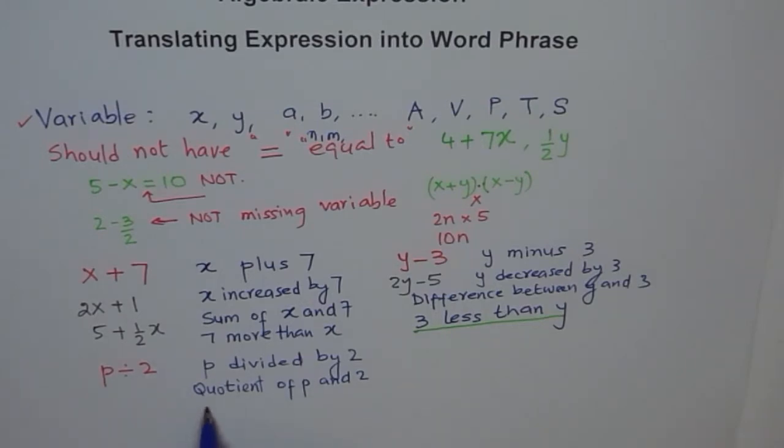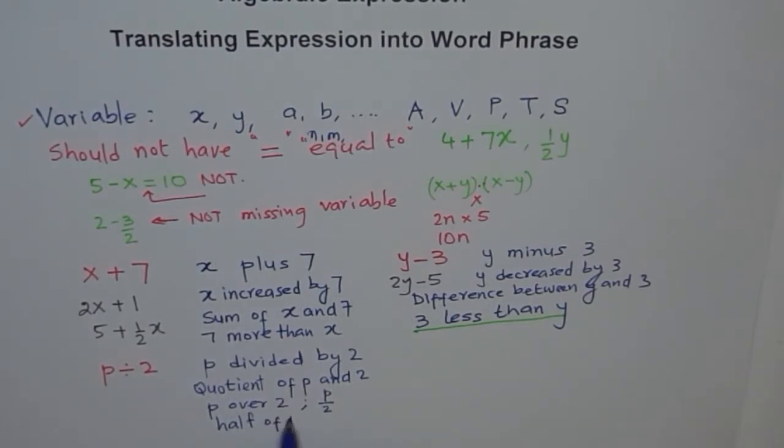Or in fractions, how do we say? P over 2. Do you see that? So we can write this as p over 2 like this. Do you understand? Correct? P over 2. Or, well, this can also be said as half of p. Correct? So in division, here the operator is division for us. Variable is p and the number is 2. So in division, we can say so many things.